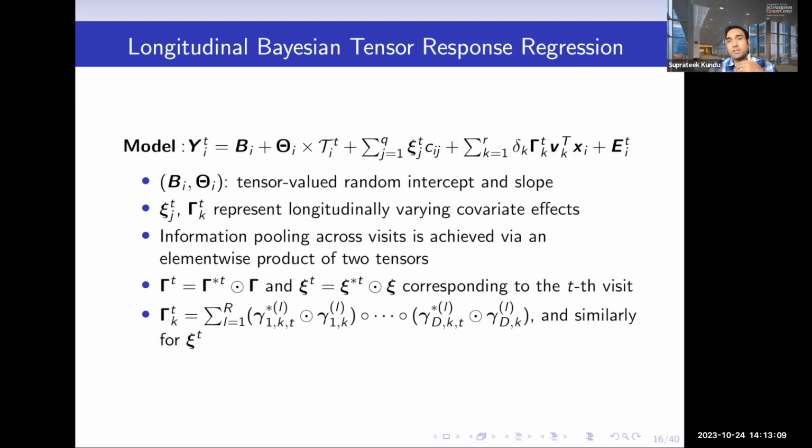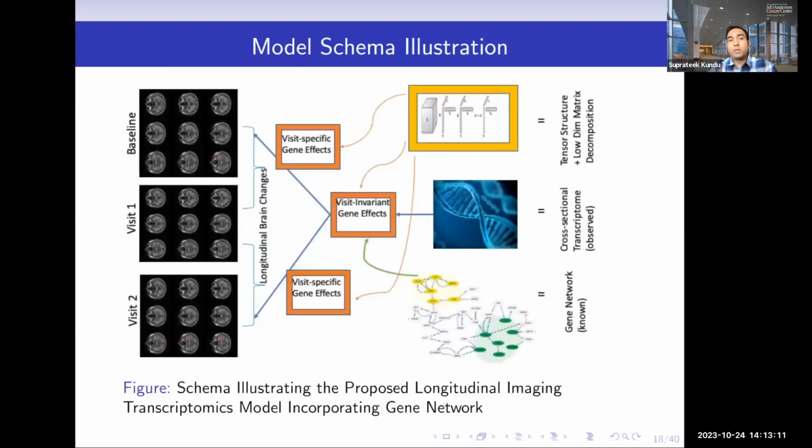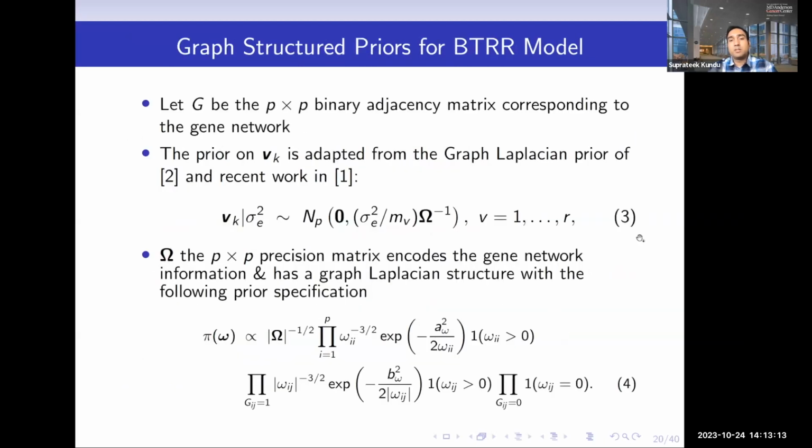right? That's the nice thing. And that's what we do. We apply these existing approaches that we have already published and from some of the other groups to model the V's. Now, instead of just one V, we have R different V's, where R is the matrix decomposition rank, right? And that's how we incorporate the gene network information here.